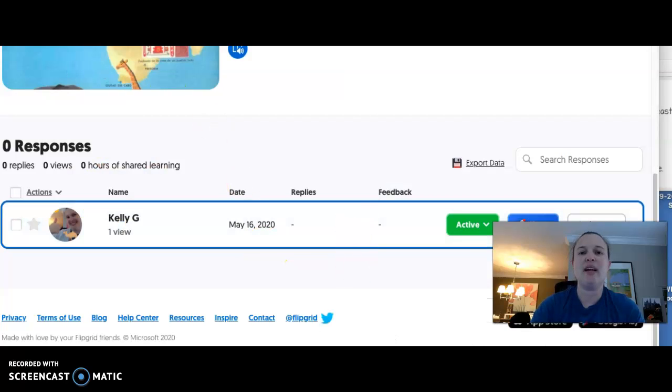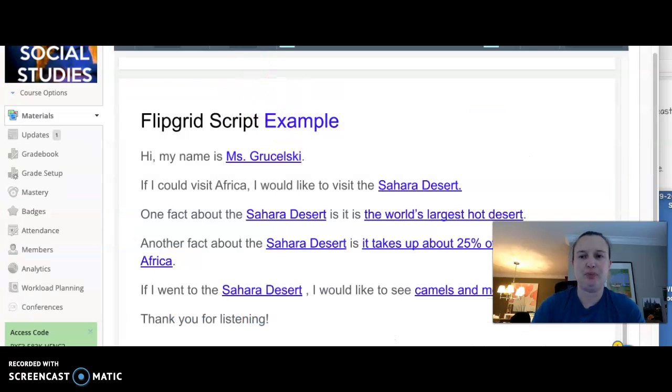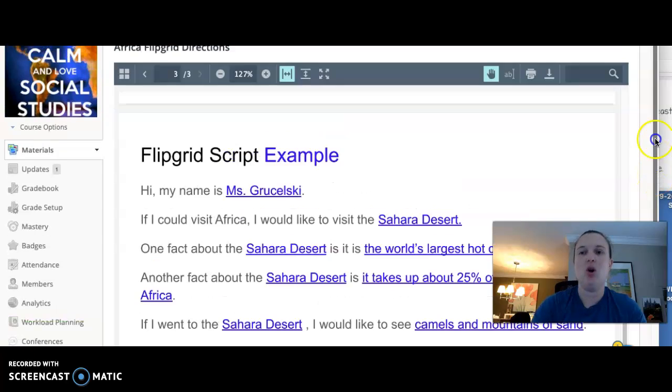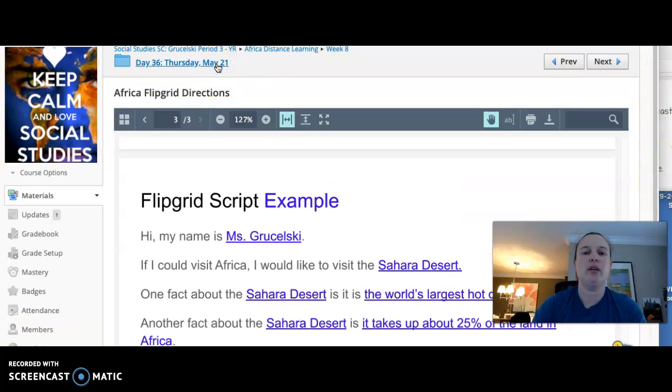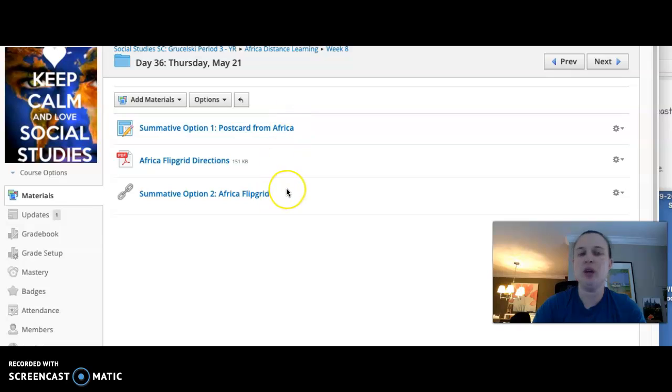Okay, so that is the second option for you. You could do the flip grid or you could do the postcard. It's up to you. And remember, you could do both if you're feeling like you'd like to learn and explore some more, but you only have to do one.